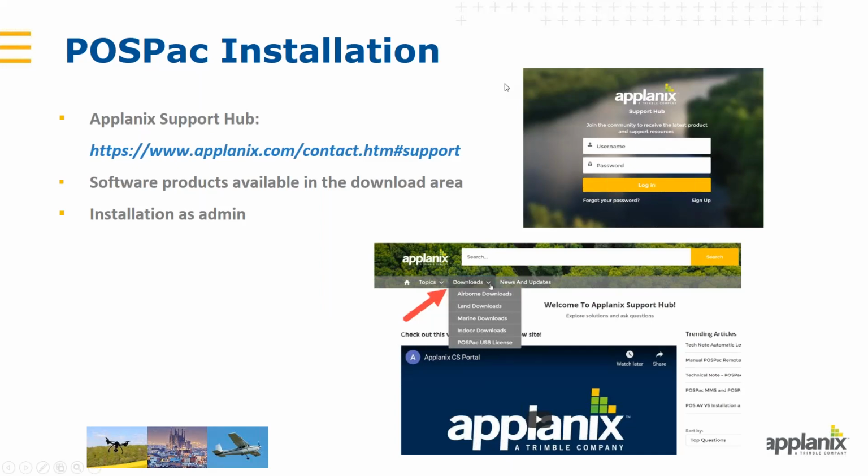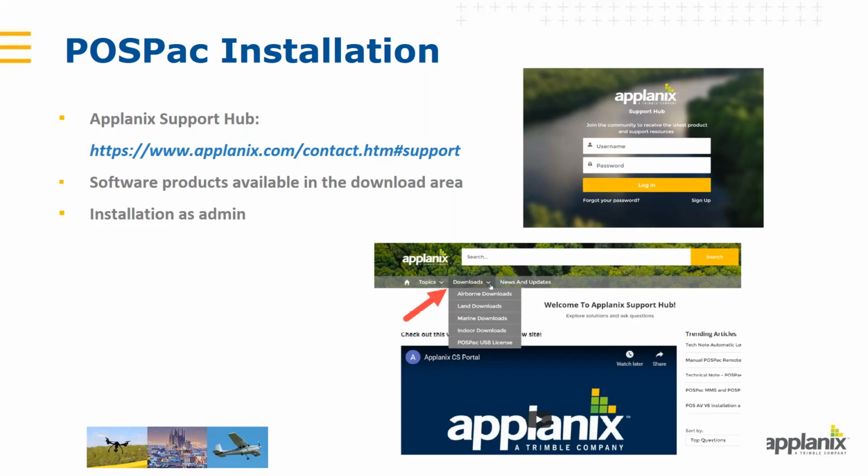Okay, the first step is to download the POSPac software. You can find various versions at our Applanix support hub. The link is given here on this slide. It's accessible from our website. Besides POSPac, you will find other software products and other helpful information. So we would recommend in general to visit the site. You find a lot of helpful information and some tutorial videos there besides the software products.